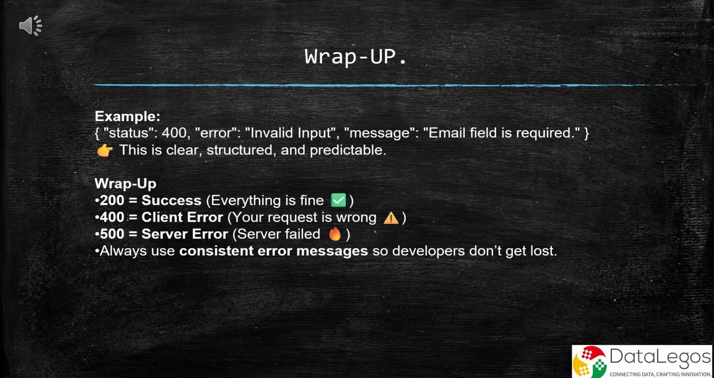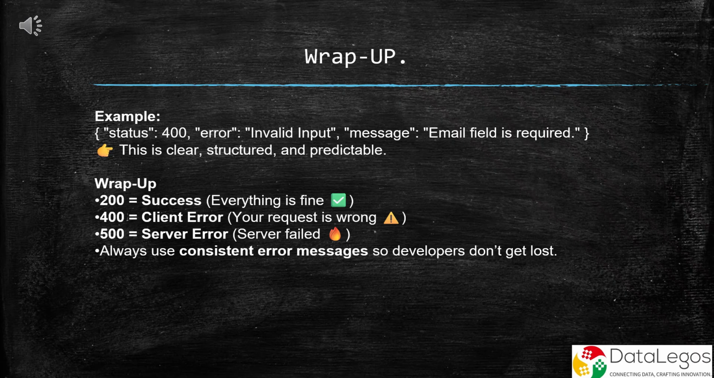Here's a great example of a clear, structured, and predictable error response. It includes the status code, a general error type, and a specific message. Status: 400, error: invalid input, message: email field is required. This format makes it easy for developers to understand exactly what went wrong and how to correct it.